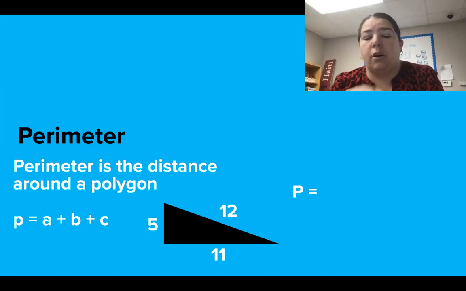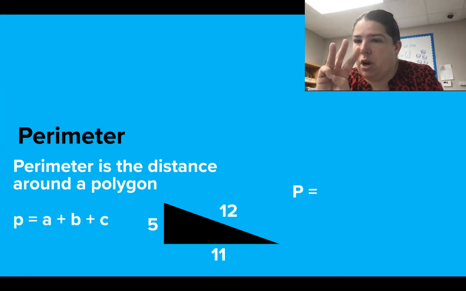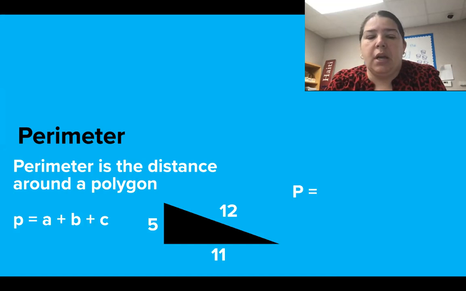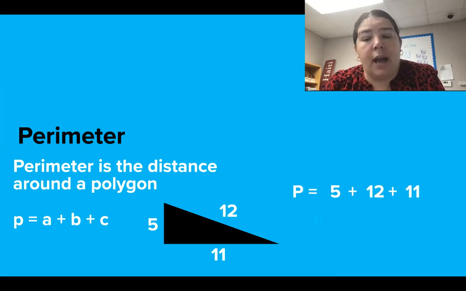Look at my triangle here. I have 5 on one side, 12 on the other side, and 11 on the other side. There's 3 sides of a triangle, we know that. So we have 3 sides, A plus B plus C. So if we use our formula, P equals A plus B plus C, you would have P equals 5 plus 12 plus 11, right? Simple. And we'd add them up and say that P equals 28. And our perimeter of this triangle equals 28.